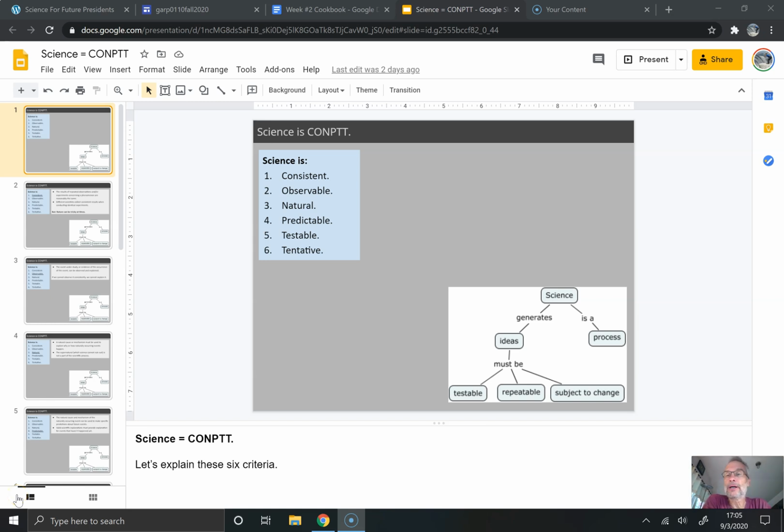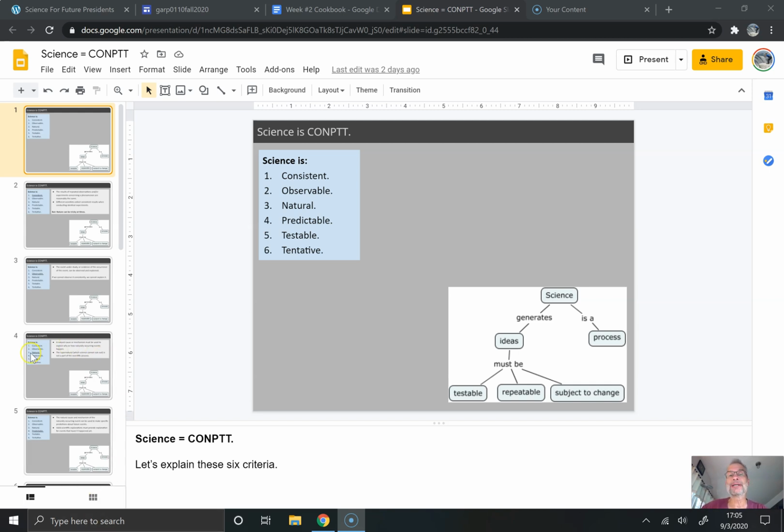Hi there and welcome. Let's talk about this concept here that you have on the screen. Science is CONPTT, which is a really good way that you can test if something is a science or if a scientific statement is indeed a scientific statement.